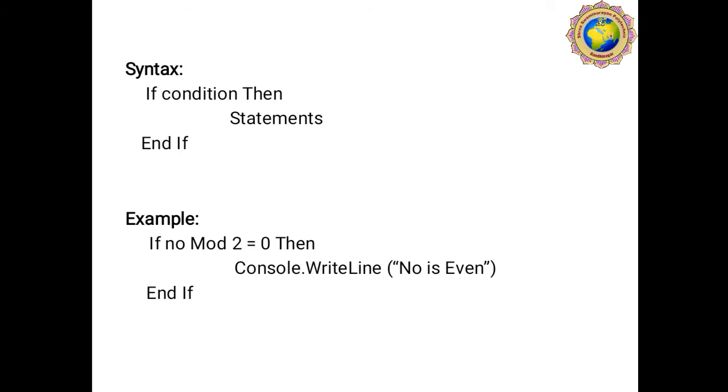So here we have to use the if condition. You have to follow the steps of syntax for the if decision statement. Here the example of the if statement is given: if number mod 2 is equal to 0, then Console.WriteLine number is even. So what is Console.WriteLine? Console.WriteLine works the same as a printf statement.